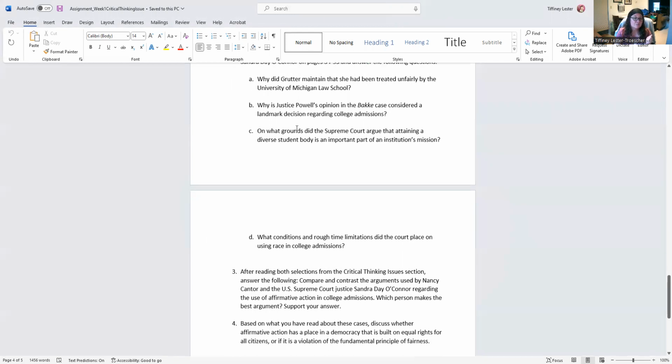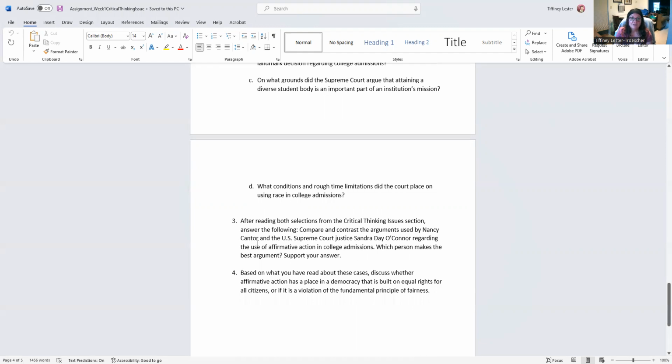On what grounds did the Supreme Court argue that attaining a diverse student body is an important part of an institution's mission? O'Connor goes into that too, all the reasons why having a diverse student body benefits the school, society, everything. And then what conditions and rough time limitations did the court place on using race in college admission? So this idea that it's okay for now because we need the diversity, but our hope is that this ends. O'Connor talks about that.